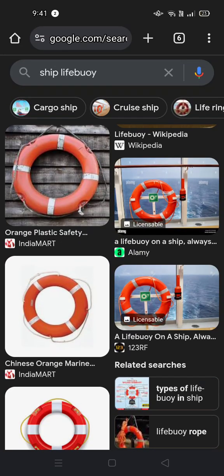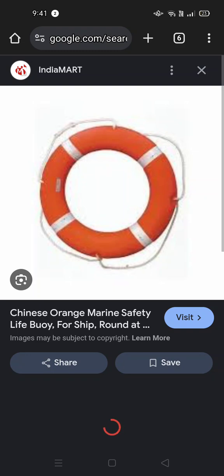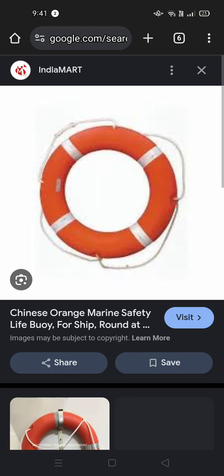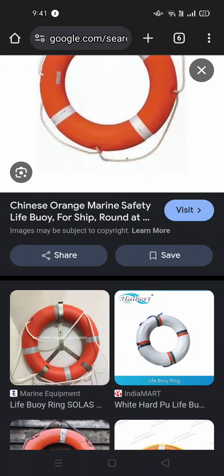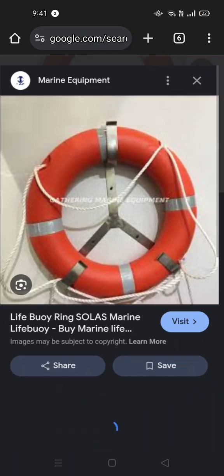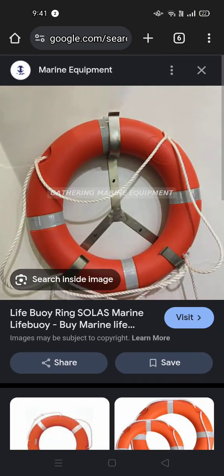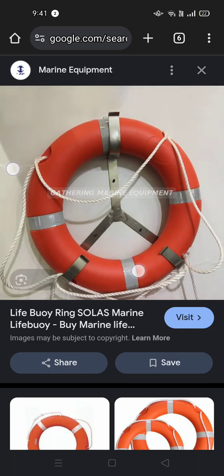So we just have to remember the outer dia should be 800 mm and the inner dia should be 400 mm, if you are measuring it. And apart from that, what you are seeing is the grab line, that white rope. The minimum thickness of this rope should be 9.5 mm. We have to remember this: 9.5 mm, the thickness of this white rope.